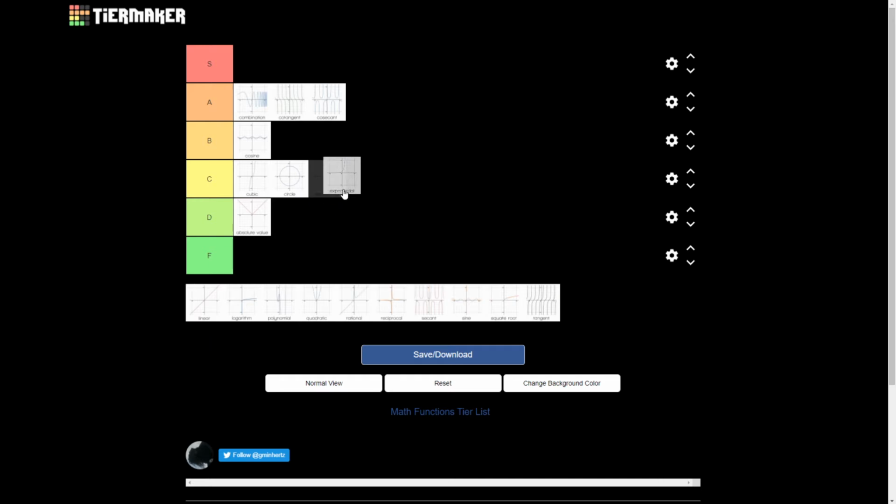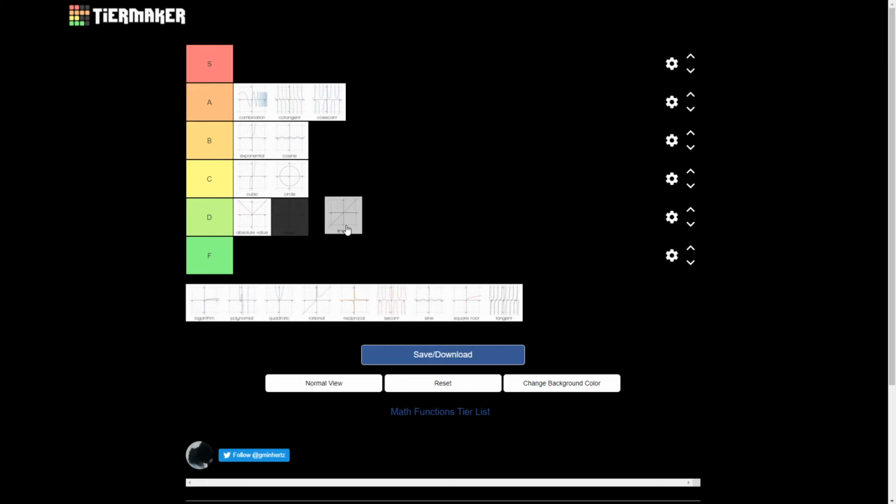Exponential. This one's neat. It's used in a lot of stuff. You can have exponential growth or decay. It's used in other things. You can use Euler's number in it, and that's cool. Yeah, I think that's gonna be B tier. Maybe even a bit more than cosine, to be honest. Come on, there.